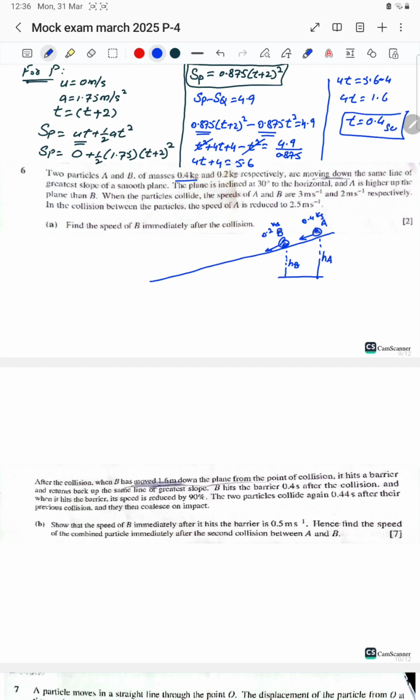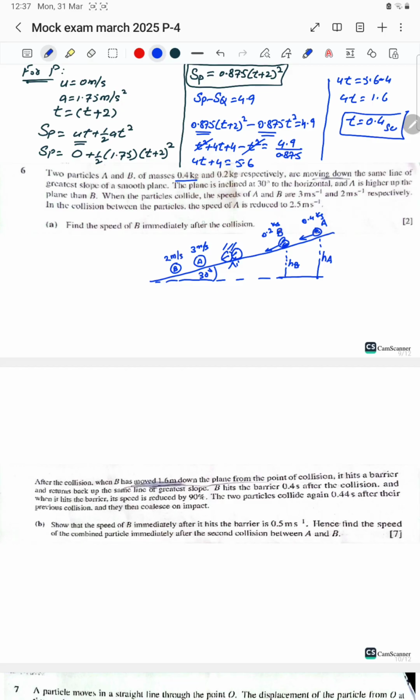Okay, suppose at some place they will collide, A and B. After the collision, the speeds of particles A and B will finally be: A will be 3 meter per second and B will be 2 meter per second.